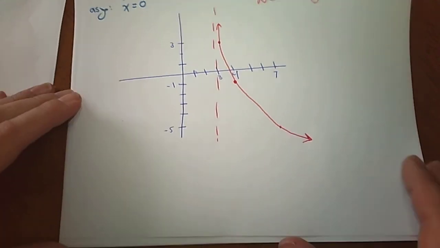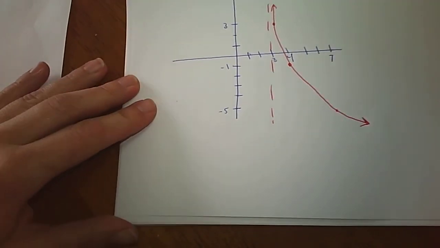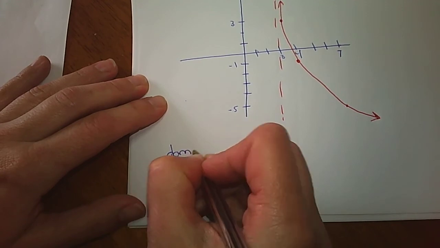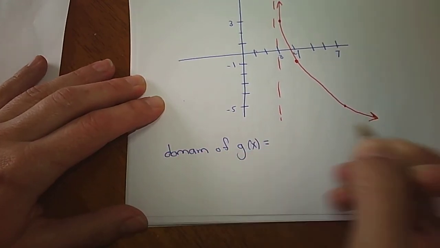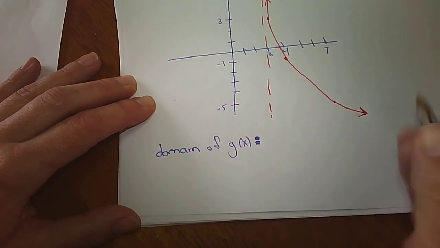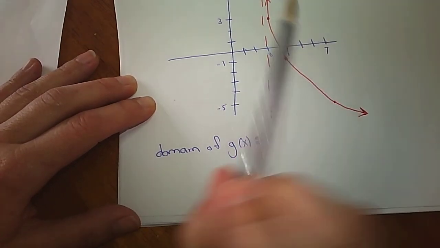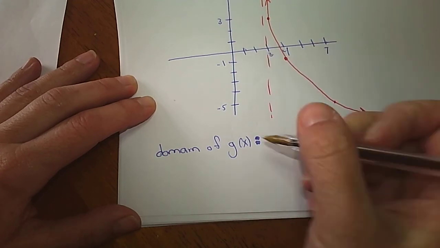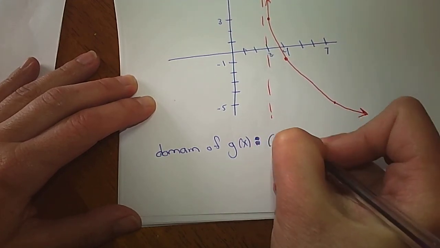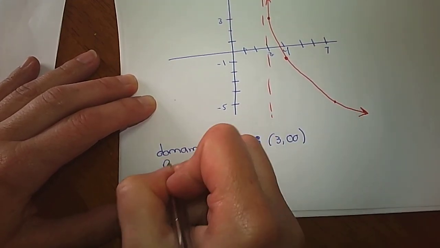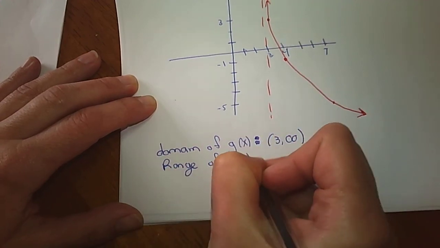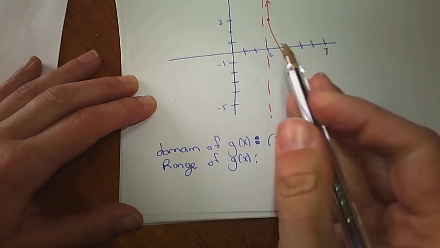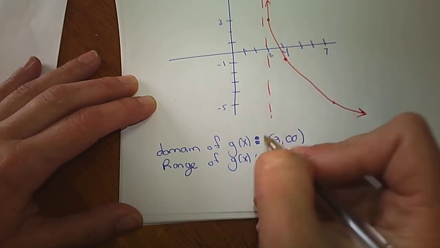And now I wanted to know what the domain and range of this thing was. So the domain of g of x: the domain is how far to the left, how far to the right. So we're soft bracket 3, and then we're going to the right forever. The range of g of x is how low to how high. It's going down forever, it's going up forever.